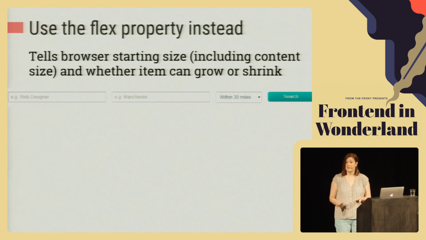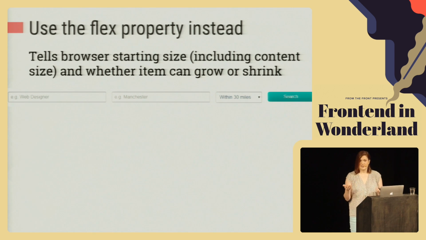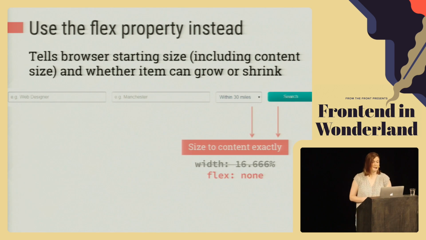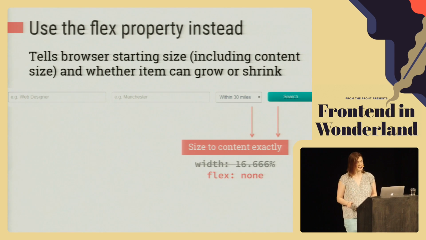This is the perfect case for Flexbox because, as I said, it lets you avoid explicit dimensions and use the flex property instead to control sizing. So the flex property tells the browser the starting size that you want to use, including the native content size, and whether that item can grow bigger or smaller than this size to fit the space available. So with the select menu and the button, I want them to stay at their content width exactly and not grow any bigger or smaller. I do not want them to flex.